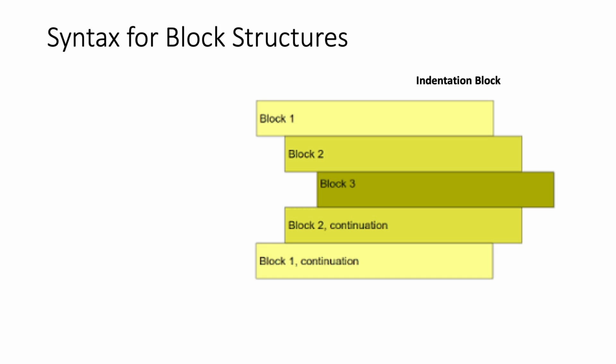is indented at a particular level, and block 2, which is nested within block 1, is indented even further than block 1. Then we have one more indentation level for block 3, which is nested within block 2. This is an example of how white space indentation is used to mark blocks in programming languages like Python.